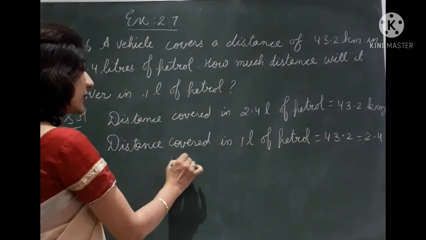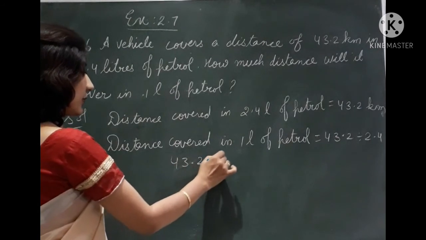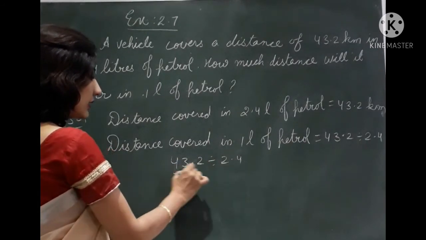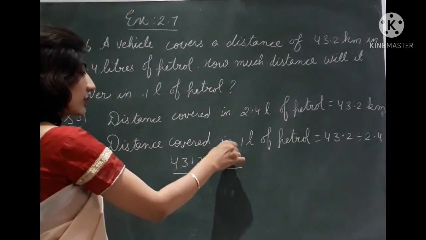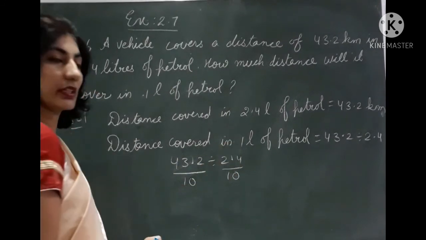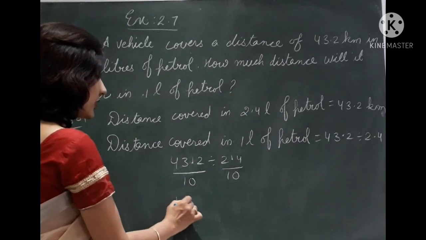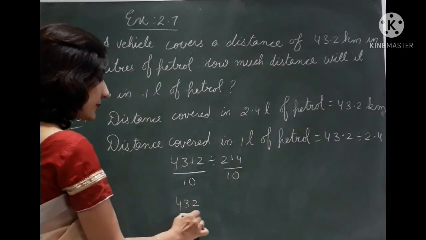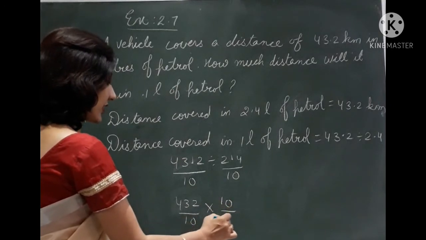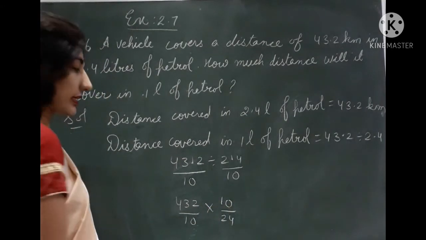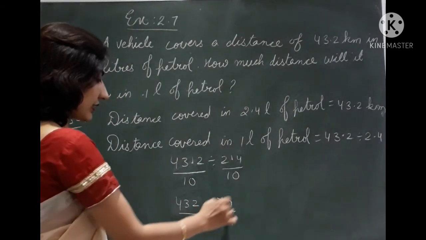A decimal number divided by another decimal number. So I will remove the decimal. When I remove this decimal, 10 will come in the denominator, and when I remove this decimal, here also 10 will come in the denominator. So 432 upon 10 divided by 24 upon 10, division sign changes to multiplication and invert the second fraction, it will be 10 upon 24. This 10 and 10 will cancel.